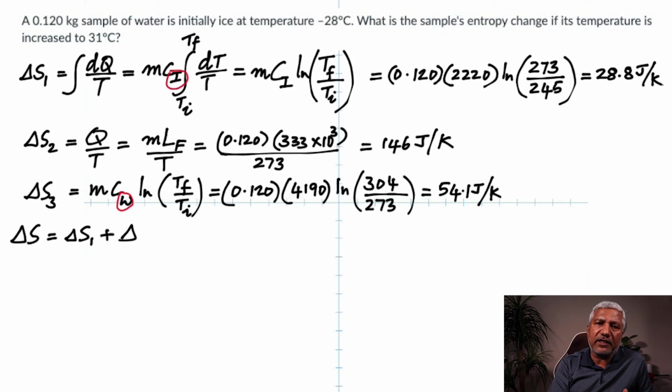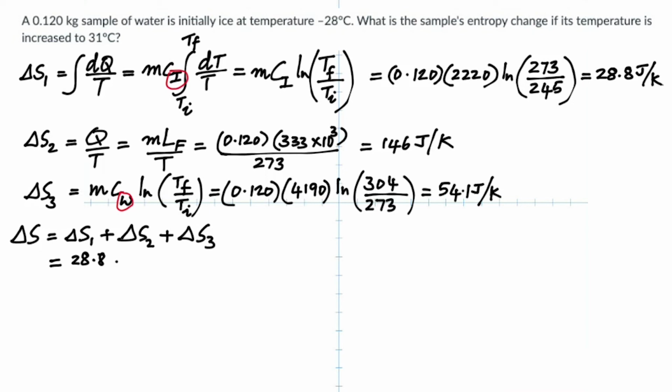All increasing, isn't it? Because heat is entering in each case, so entropy is going up. Add them all and you would get the answer. We're right on time. Okay, so that's what we get. That's the total change in entropy. That would be 230 joule per Kelvin.